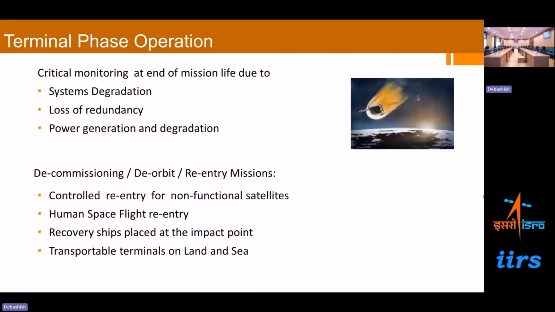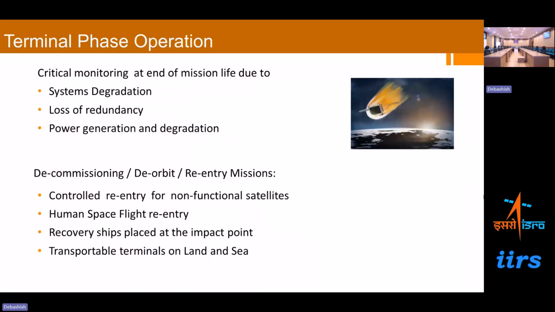Now, moving on to the terminal phase of operation: when the system degrades, or we lose the redundancy, or there is no power generation, or it has degraded. We don't want our satellite to become debris and create problems for others. So we plan for the decommissioning of the satellite. When we lose the redundancy, or there is some degradation of the satellite, a committee decides to deorbit the satellite. So we don't want it to become debris. In a very controlled way, wherever possible, we do a controlled re-entry for the non-functional satellite.